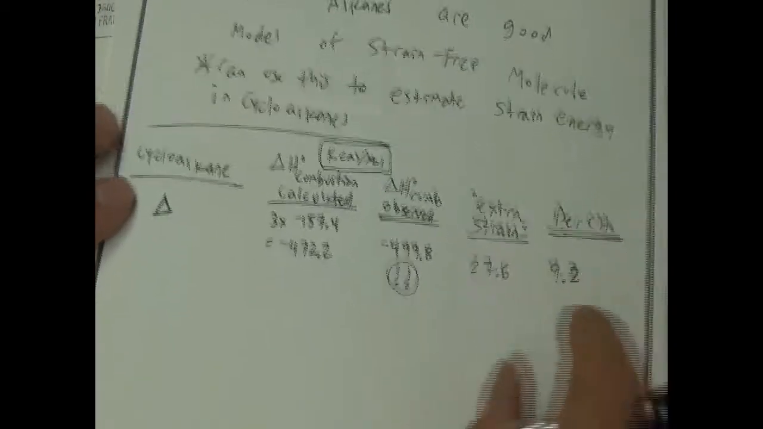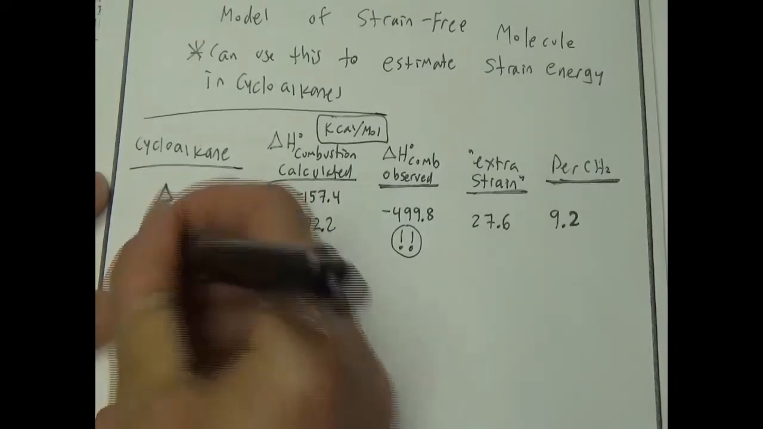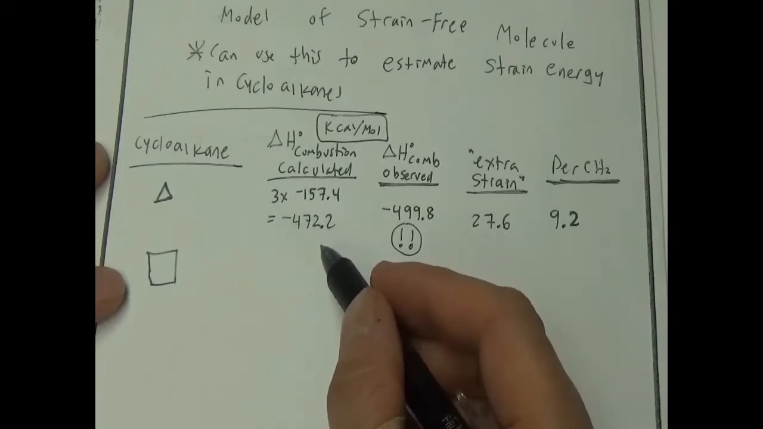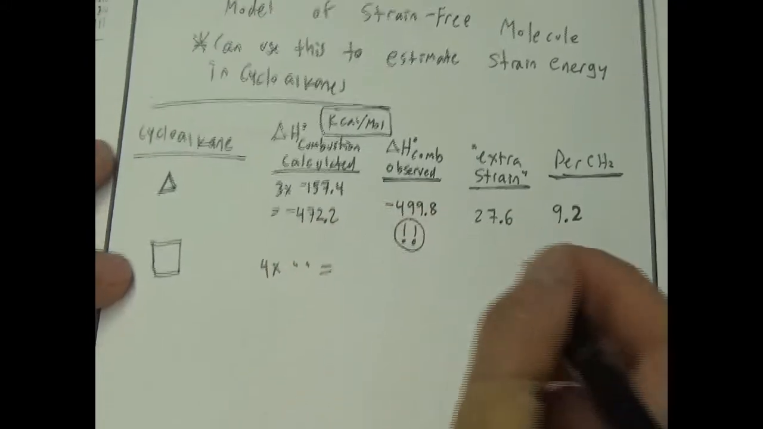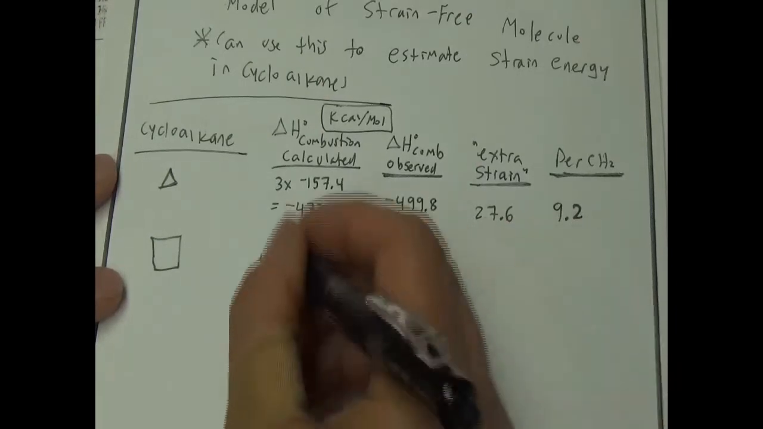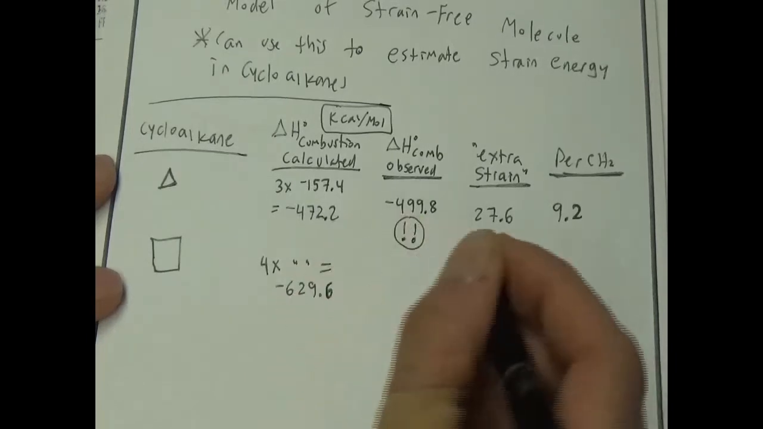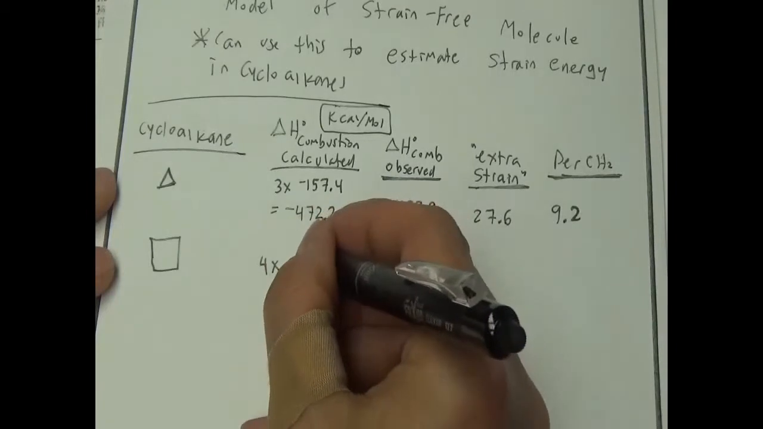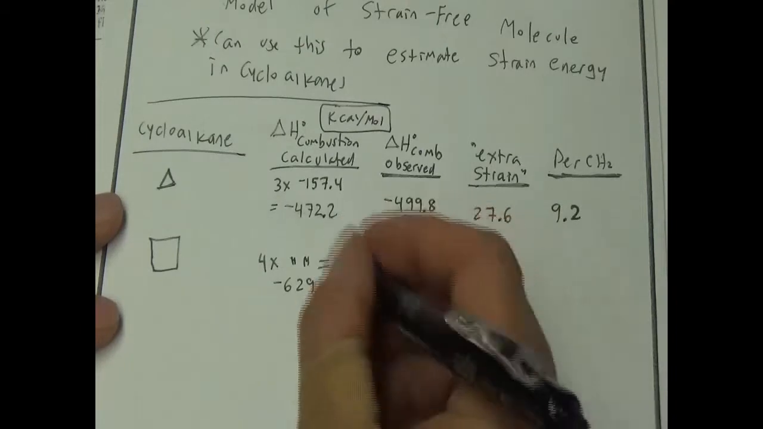All right, now let's try cyclobutane. How do we calculate the amount of strain in cyclobutane? It's 4 times that number. Four times the magic number is 629.6, and the observed is negative 655.9.